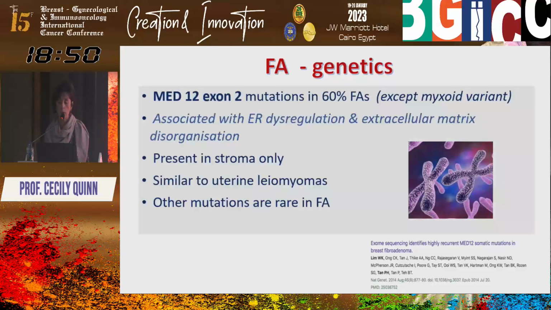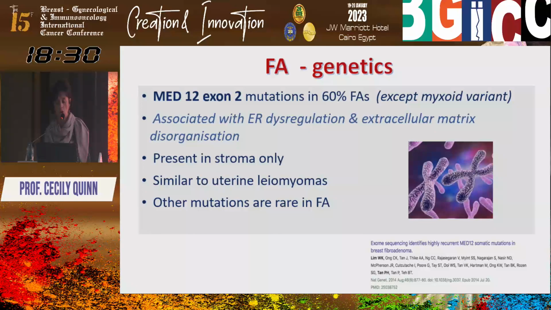There's been a lot of work, particularly in Asia, by Puay-Hoon Tan on genetics in fibroadenoma. And interestingly, this MED12 exon 2 mutation has been reported in up to 60% of fibroadenomas, interestingly not in the myxoid variant.